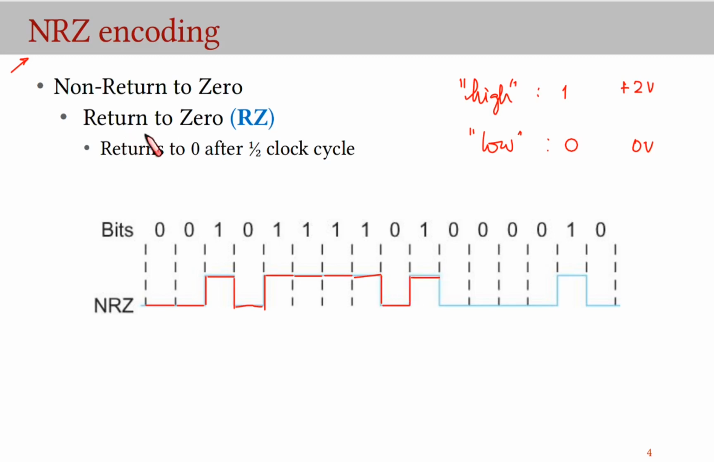There was an encoding scheme called return to 0, and that's why its name is non-return to 0. In return to 0, the signal always returns to 0 after half clock cycle. So in the case of 1, it won't remain high for the entire clock cycle, but it would drop to 0.